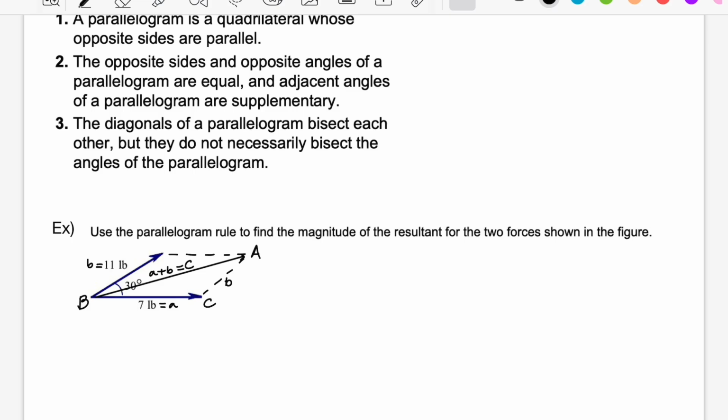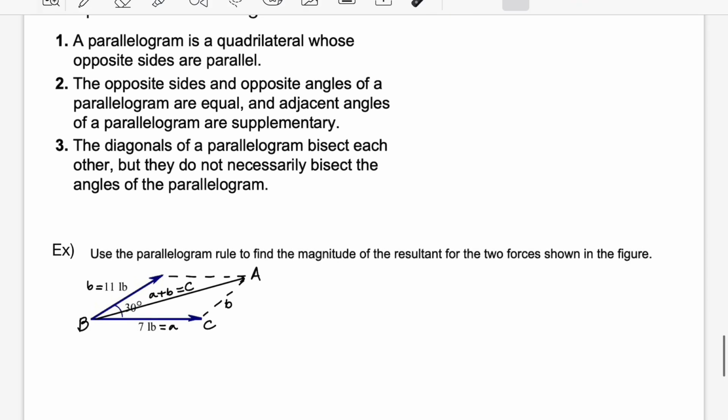Alright, so the first thing we're going to do is use this property here. The adjacent angles of a parallelogram are going to be supplementary. So the two adjacent angles that we're going to look at here are B and C. So this angle and this angle. If these guys are supplementary, this tells us that their sum is going to be equal to 180 degrees.